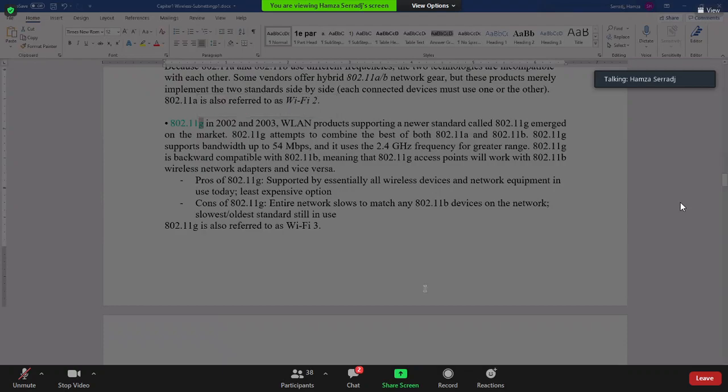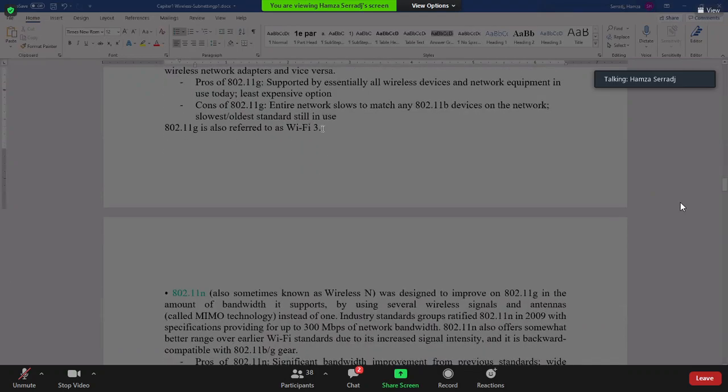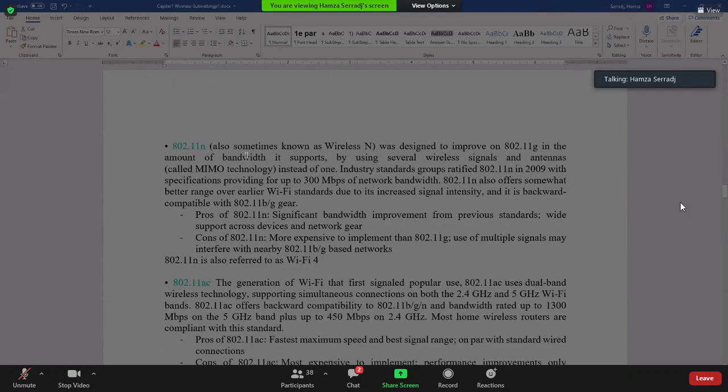That was a mess. Pro here: supported by essentially all wireless devices and network equipment in use today. Least expensive option. Con: the entire network is slowed, too much by B, if any B device is on that network. That was called Wi-Fi 3. We got the N after.